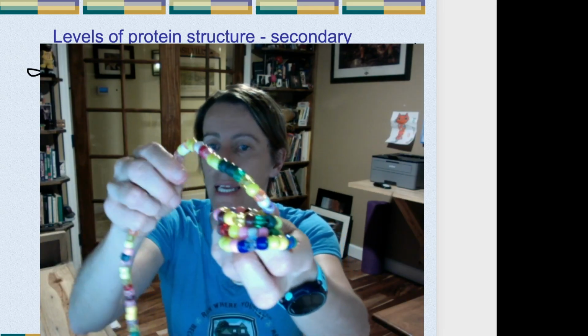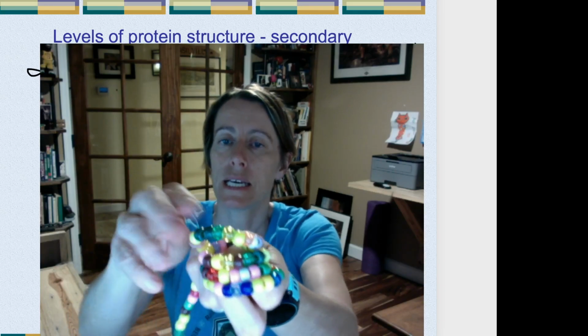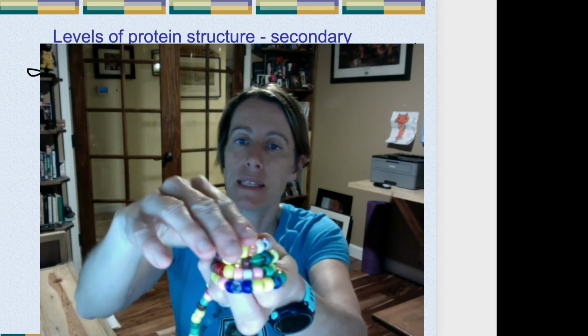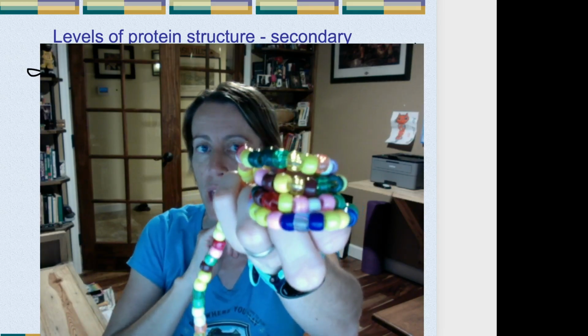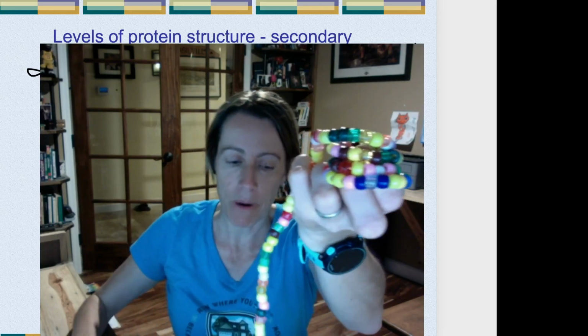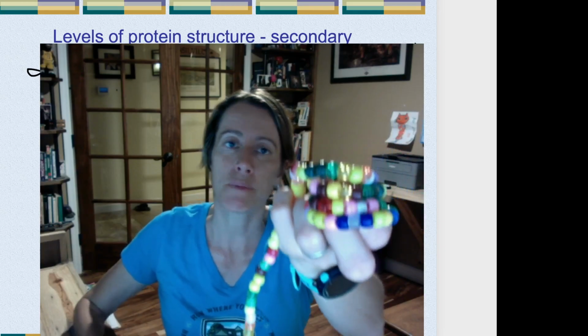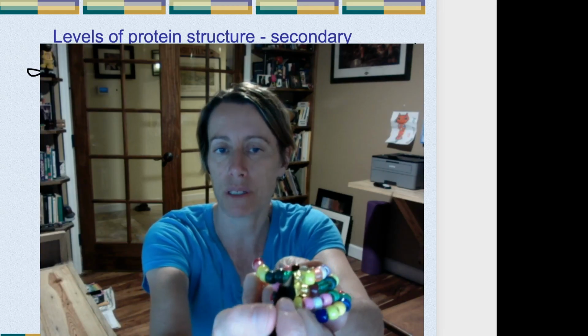Now, when I make a coil in it, like I just did, you can see how the beads, which are the amino acids, are kind of stacked up one on top of the next, right? And if you remember from one of the other presentations, we talked about between each bead is a peptide bond, right?